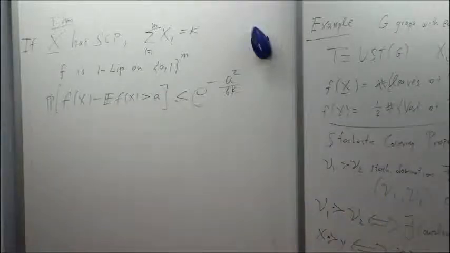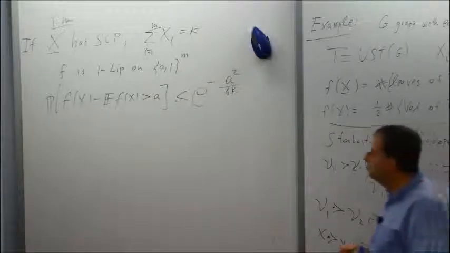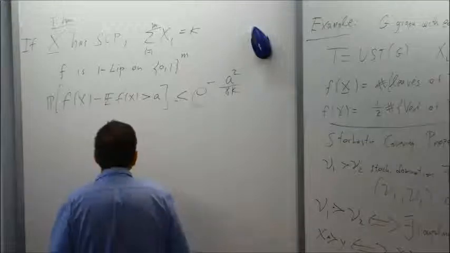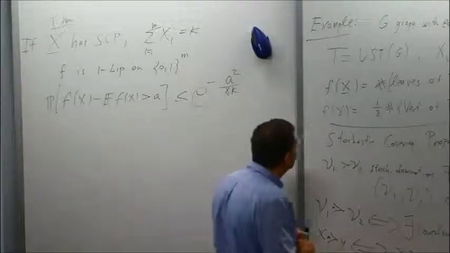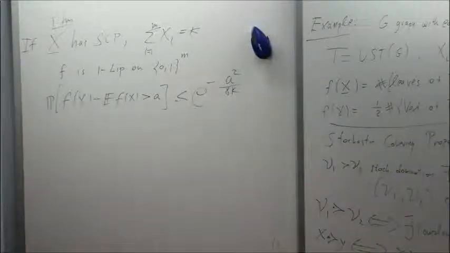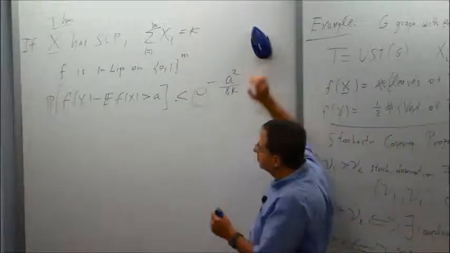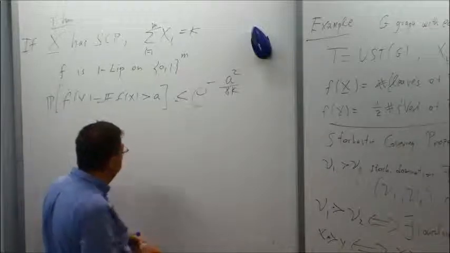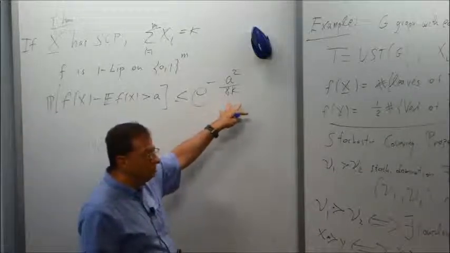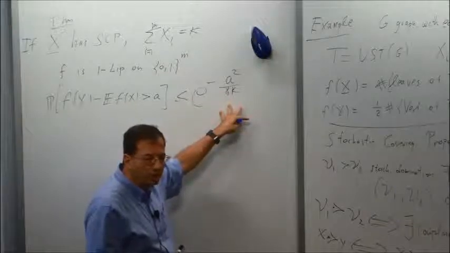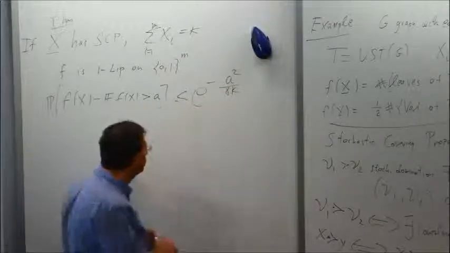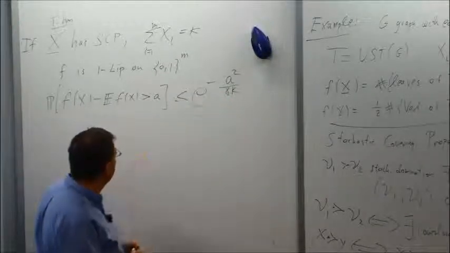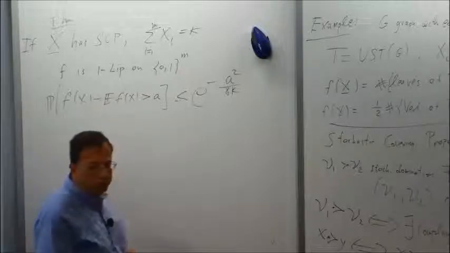In particular, this implies the concentration for the spanning tree case. You take k to be n minus 1.